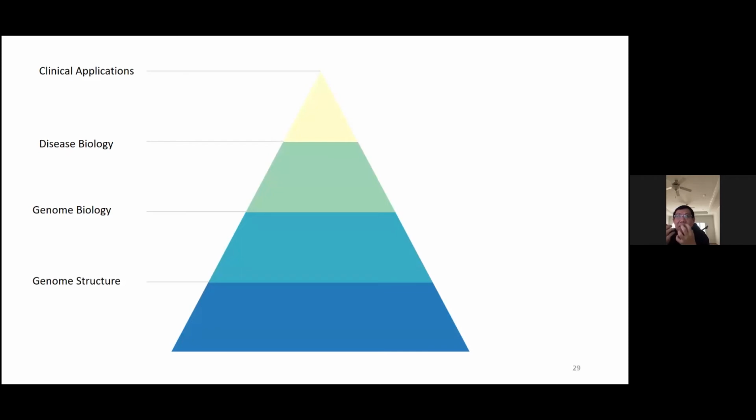Our ability to interpret data really goes through this pyramid. At the very bottom level, we need to get a better understanding of the genome structure. Once we have that, we can better understand the genome biology. From there, we can have better interpretation of disease biology, how diseases really develop. Once you develop that understanding, you get useful clinical applications. So that highlights how fundamentally important genome structure is in interpreting big data.